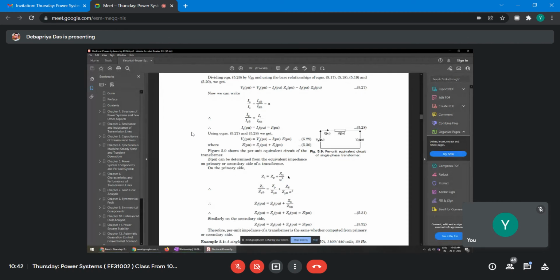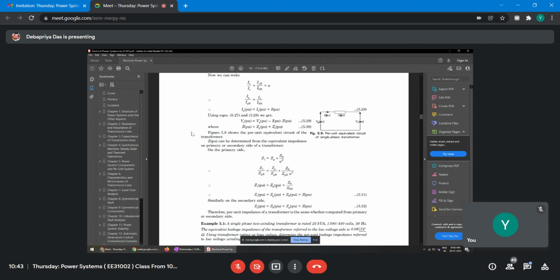On the primary side, the way you have transformed it in your electrical machines, you have studied that Z1 referred to the primary side will be the primary side impedance ZP plus ZS upon A square, right? But if you divide both sides by Z primary base, ZPB, then ZP upon ZPB plus ZS upon ZPB A square. If you do so, this is Z1 per unit, this is ZP per unit, and A square ZPB is nothing but your ZS secondary base. So basically Z1 per unit is equal to ZP per unit plus ZS per unit, which is equal to ZPU.